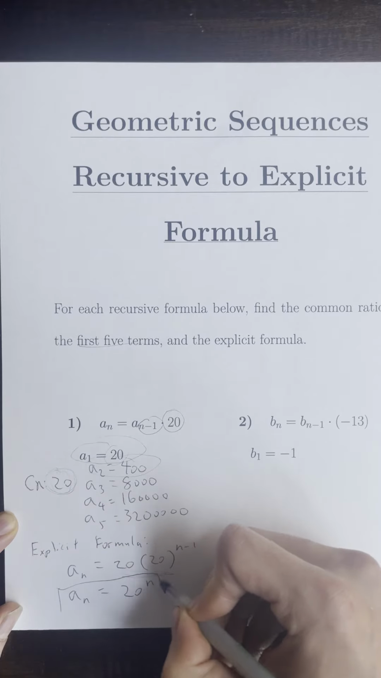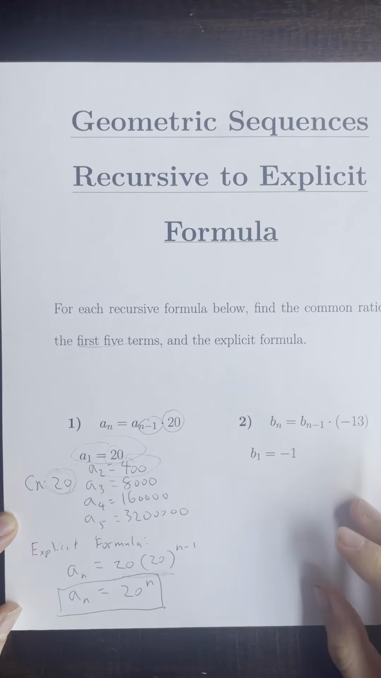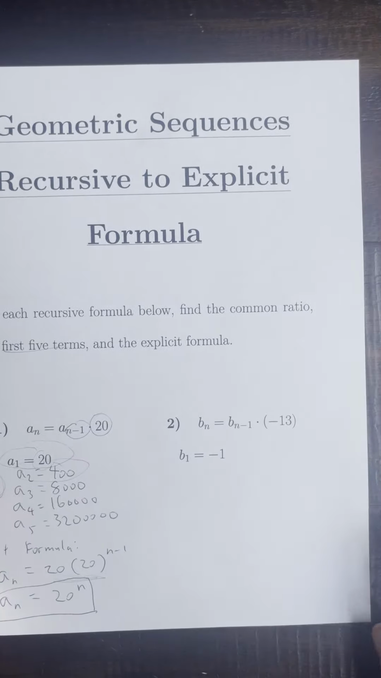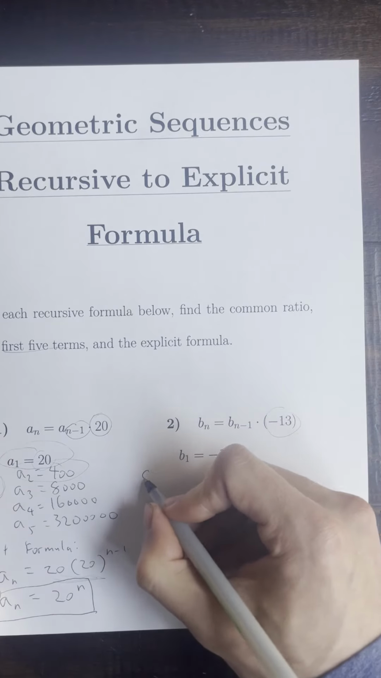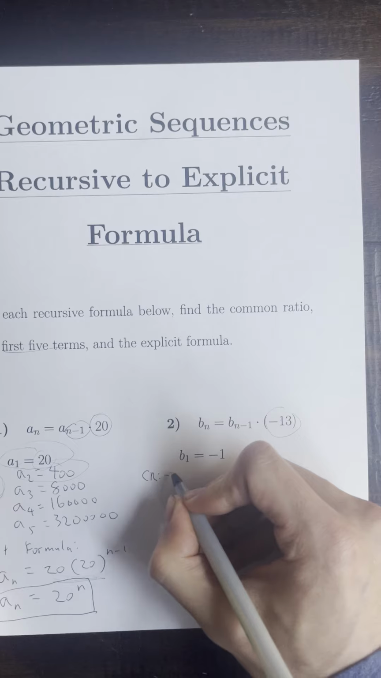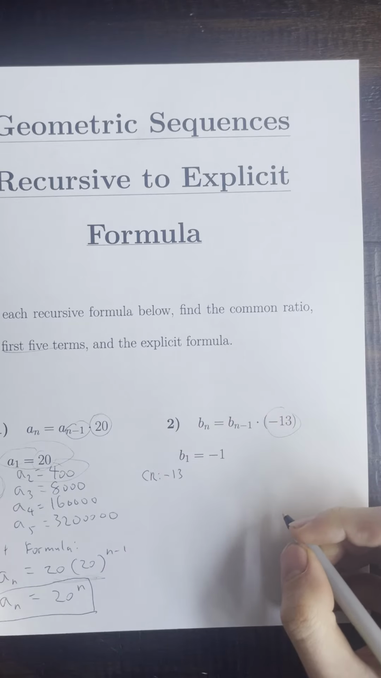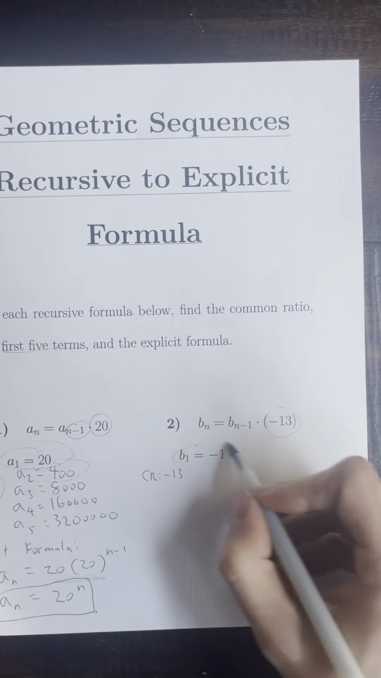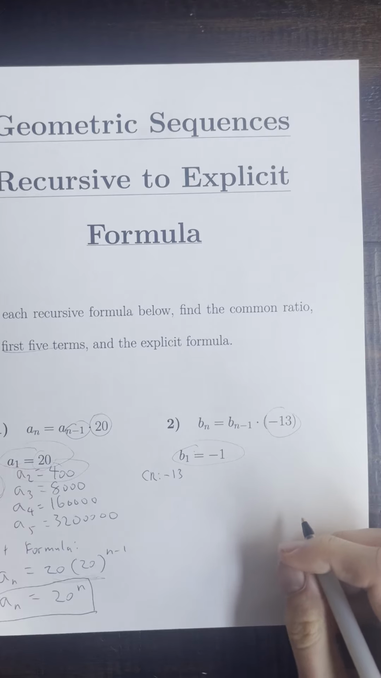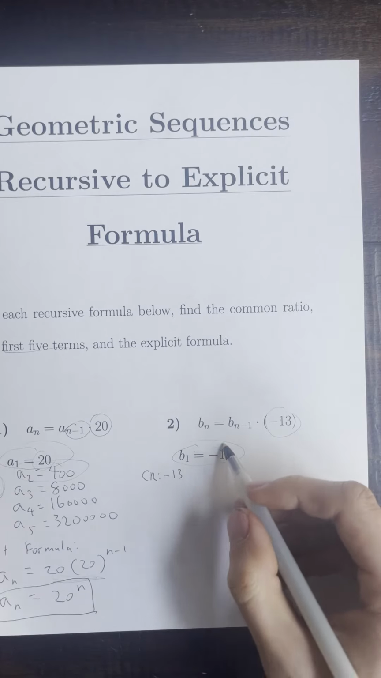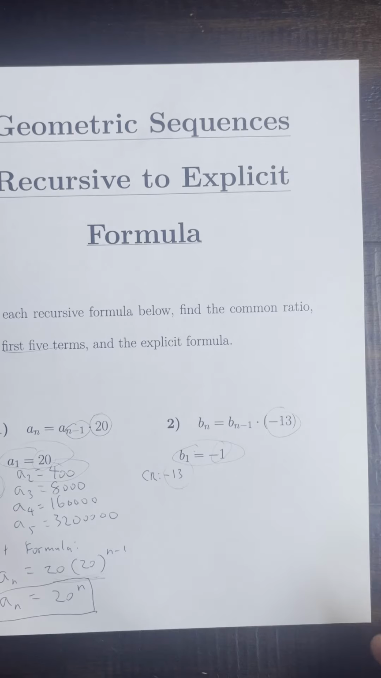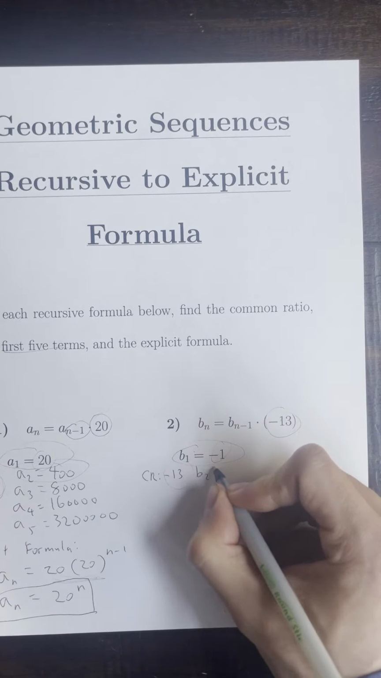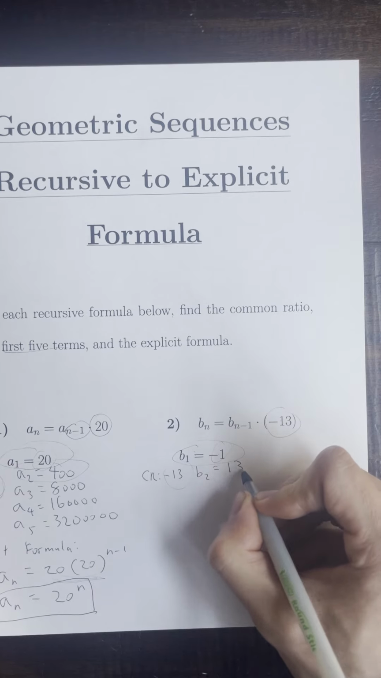This is your answer. What would the common ratio for number 2 be? So it's this number. Common ratio is going to be negative 13. How do we figure out the second term from the first one? We need to multiply the first one by the common ratio. So what's negative 1 times negative 13? So the next term is going to be 13.